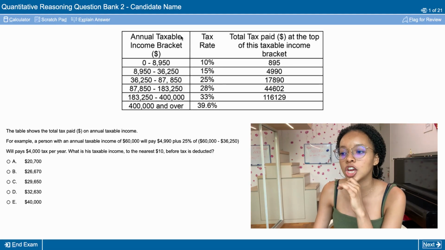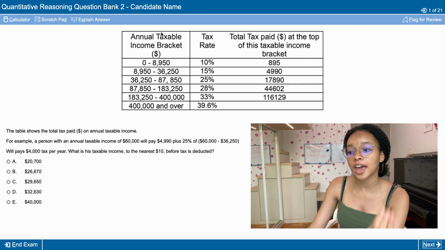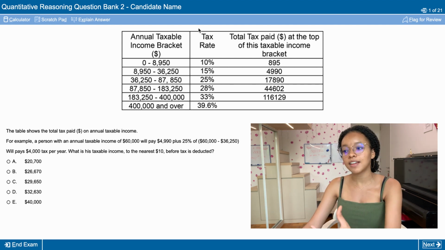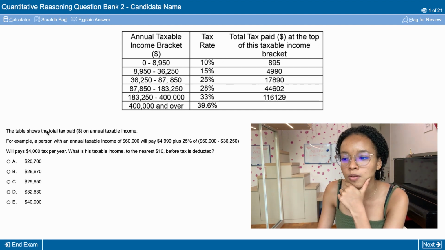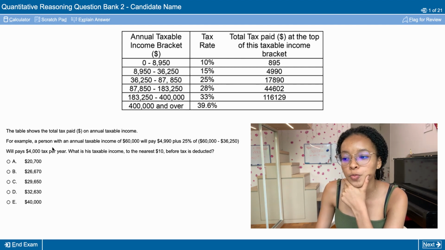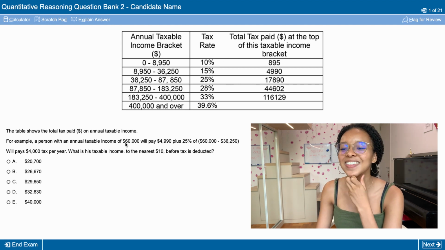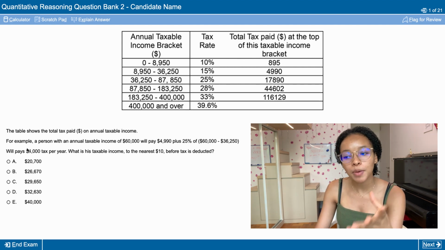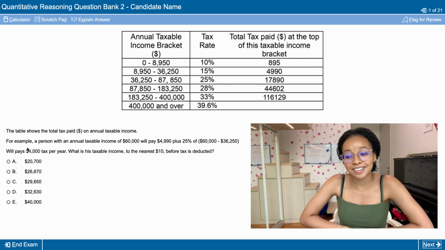So the first thing that you can see here is that you have a first column with the annual taxable income brackets, then you have the tax rate, then you have the total tax paid in dollars at the top of the taxable income bracket. Then at the bottom, they tell you the table shows the total tax paid on annual taxable income. For example, a person with annual taxable income of $60,000 will pay $4,990 plus 25% of $60,000 minus $36,250. And then the question is, Will pays $4,000 tax per year. What is his taxable income to the nearest $10 before tax is deducted?